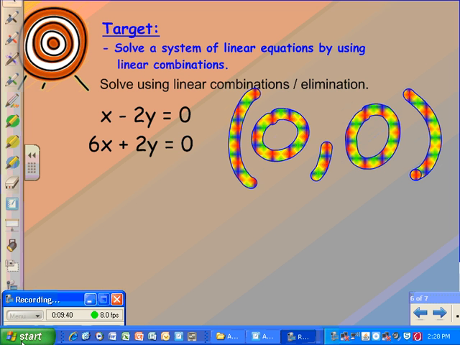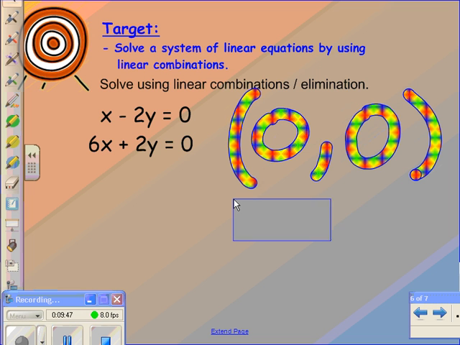So as you can see, the solution to our system of equations is 0, 0. And if you got that solution, you should be really happy about it.